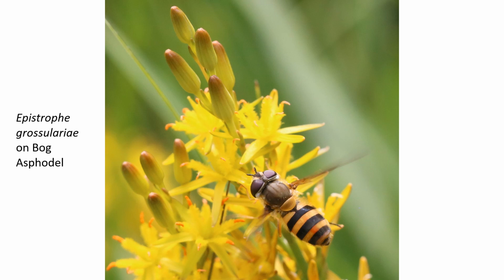This one I regard as a bit of an oddity, Epistrophe grossulariae. So I found it on bog asphodel in a wet flush in Dunnerdale, but the standard description is that it prefers umbellifers along woodland edges. So that's a bit odd in itself, and it's quite a local species in the UK. I suppose it's entitled to be where it likes, but in this case it doesn't seem to be quite fitting the rules.